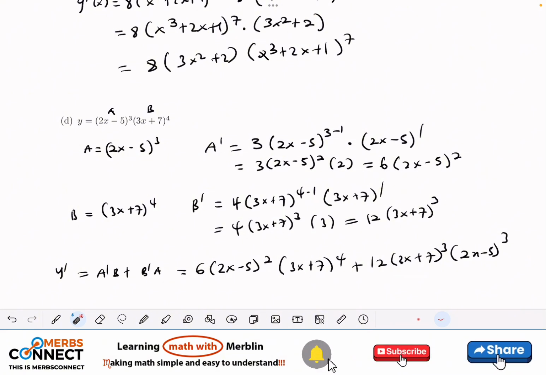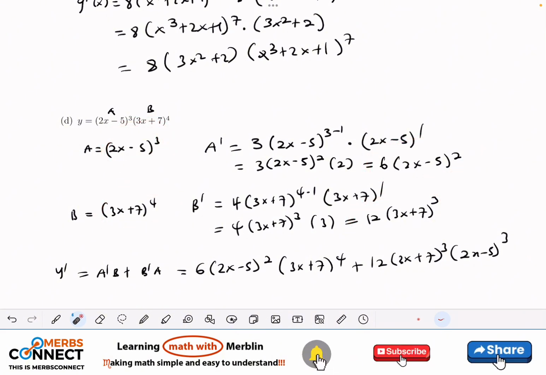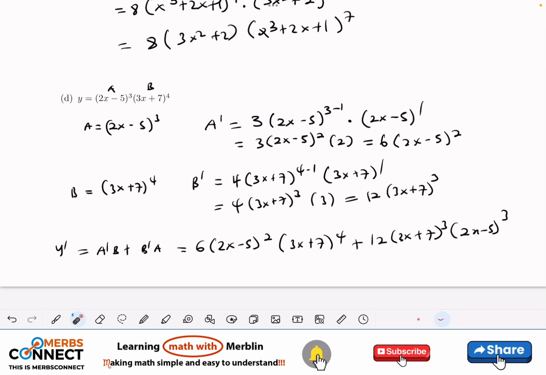But if I were you and I'm now mastering the product rule, I pick my A, I pick my B, A prime, B prime, I go through the process, multiply this by B prime, multiply this by A prime. When I become good, then I will think of going straight, because when you are going straight you might make a mistake.